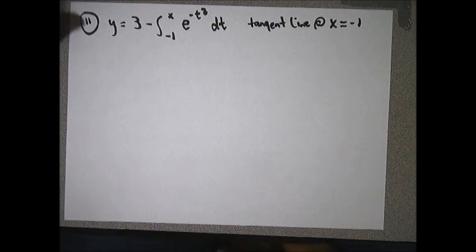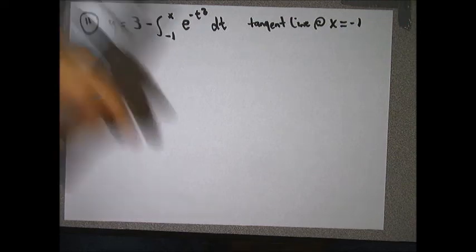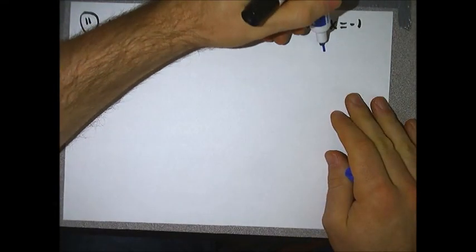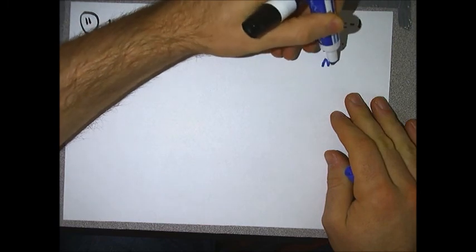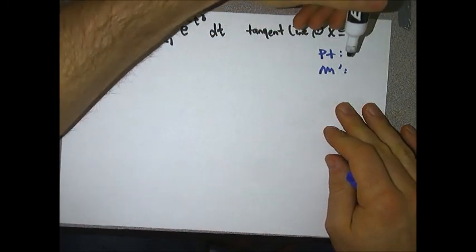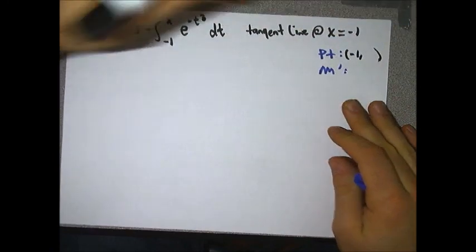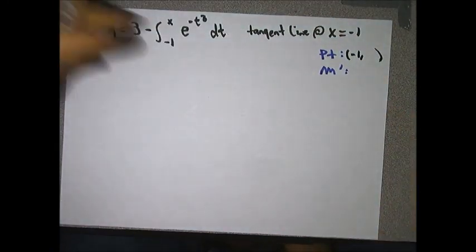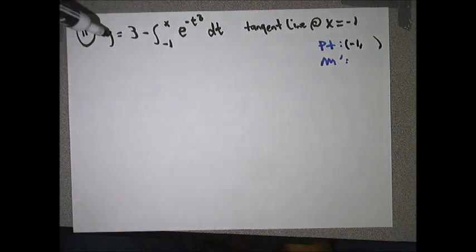Question 11 asks you to find the equation for the tangent line at x equals negative 1. If you want a tangent line, you need a point and you need a tangent slope. The point they give you is x is negative 1. So you have negative 1. To find the y part of that point, you want to plug in negative 1 into the equation.